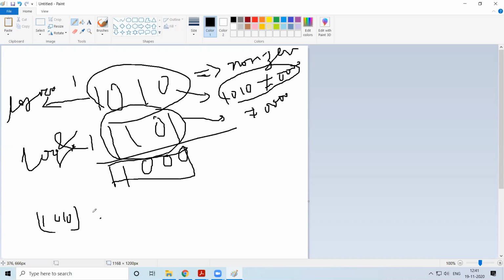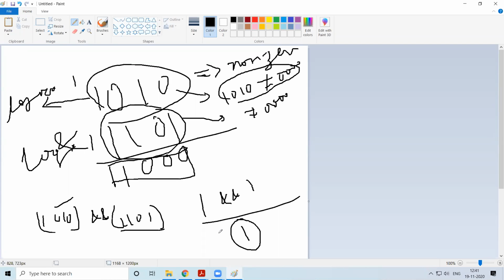So if I perform 1010 logical ANDing 1101, this is a non-zero value, so it will be logical 1 ANDed with this, which is also non-zero, therefore also logical 1. So 1 ANDed with 1 is what? It is true. So you can see that logical ANDing results in 1 bit. The result is 1 bit.